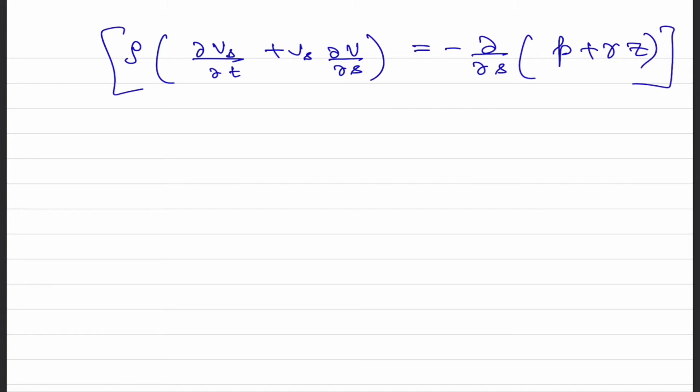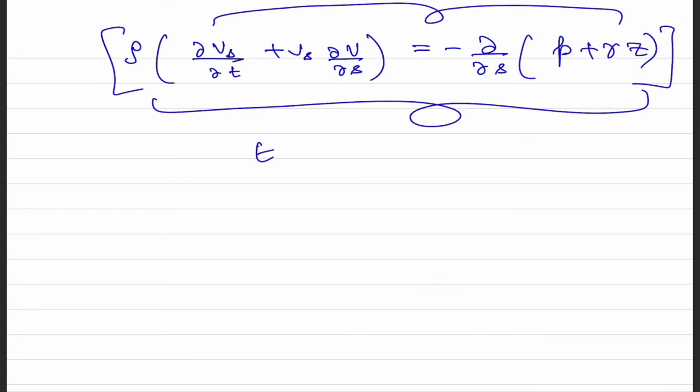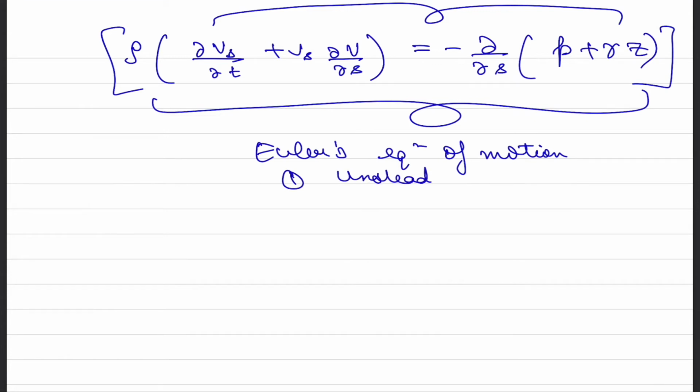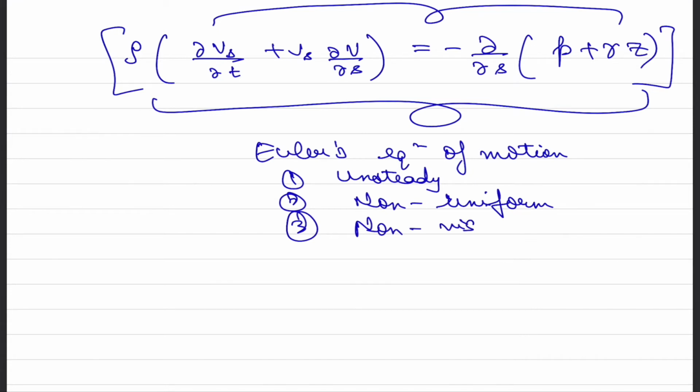And this equation, which looks so cumbersome but will make a lot of sense as we move forward, is known as Euler's equation of motion, and it is applicable to both unsteady as well as non-uniform flow in non-viscous fluid, because this was our first assumption when we started the derivation. However, there is a term with respect to time, there is a term with respect to space, and we have not accounted for any frictional forces.